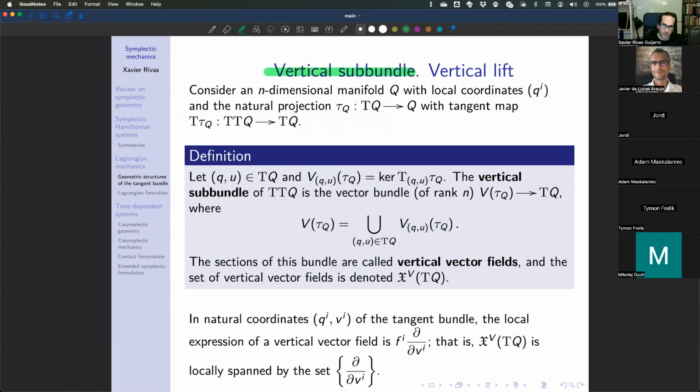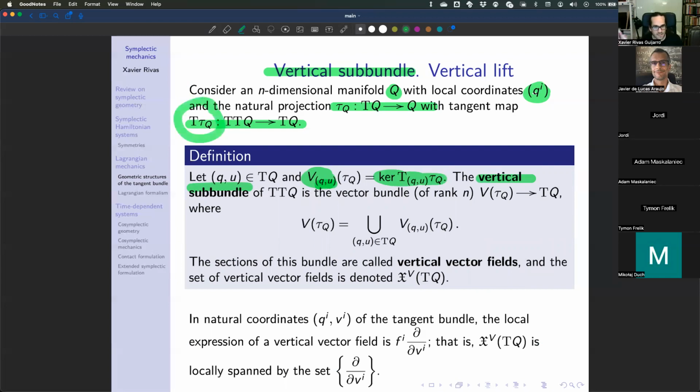What's the vertical subbundle? We have a manifold Q with coordinates q^i, and we have this natural projection from the tangent bundle to the original manifold. Of course, this canonical projection has a tangent map, this map here. And with this map, we can define the vertical subbundle. It's just the kernel of this tangent map. So the vertical subbundle at a point is just the kernel of this tangent map.